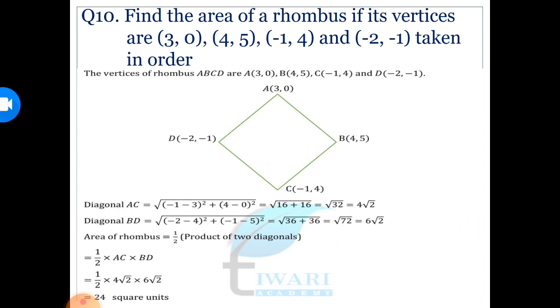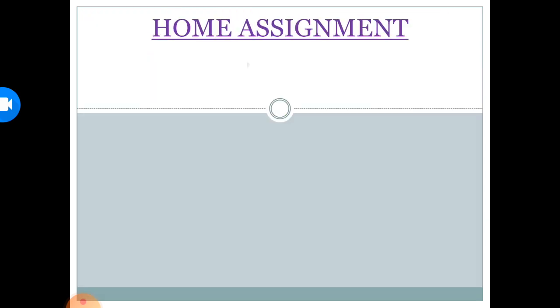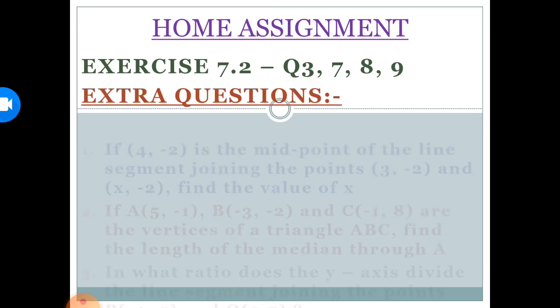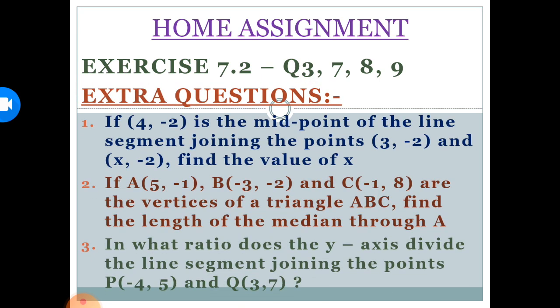It's coming as AC equal to 4 root 2 and BD equal to 6 root 2. So the area of the rhombus will be half into the product of the diagonals, which is equal to 24 square units. Okay children, now you try the remaining questions of exercise 7.2 at home. It's question number 3, 7, 8 and 9. And I have written some extra questions also from this chapter which are very important. That also you try. And here we come to an end of this chapter.